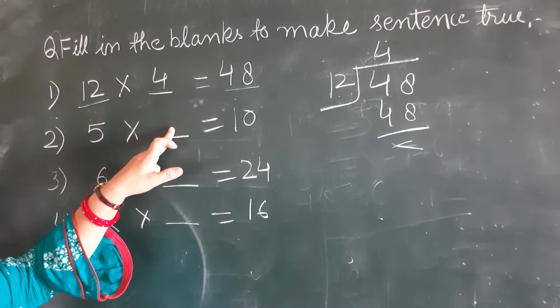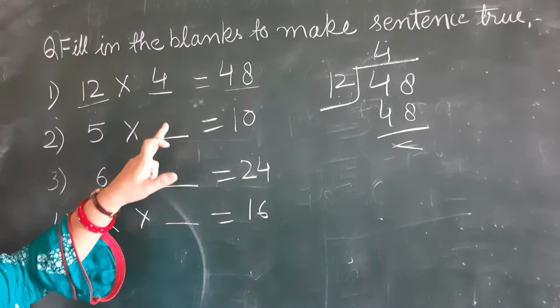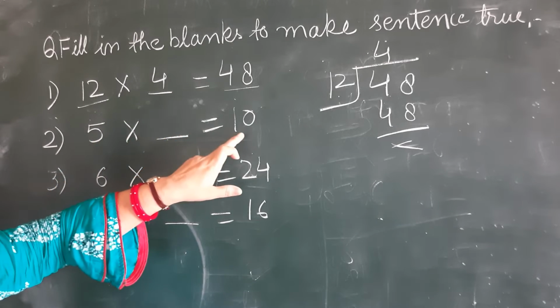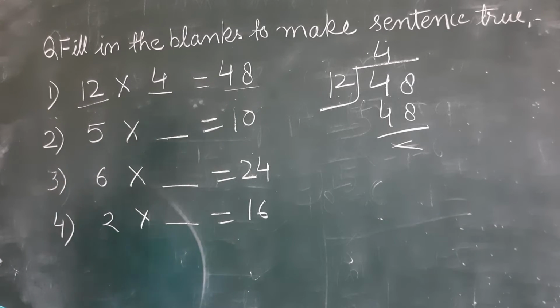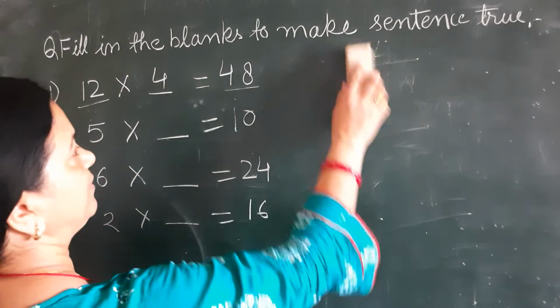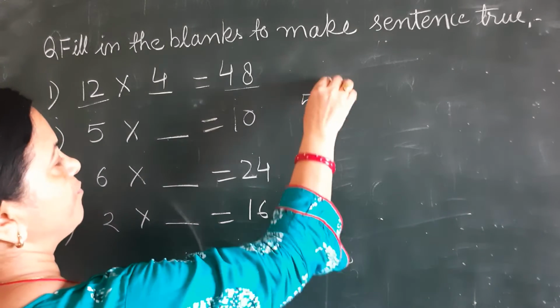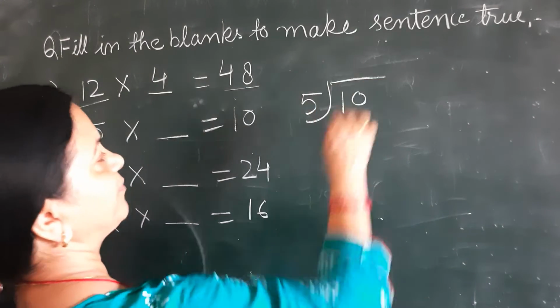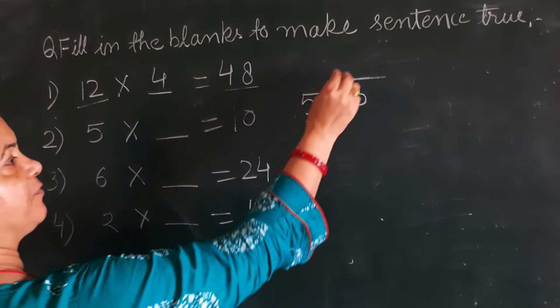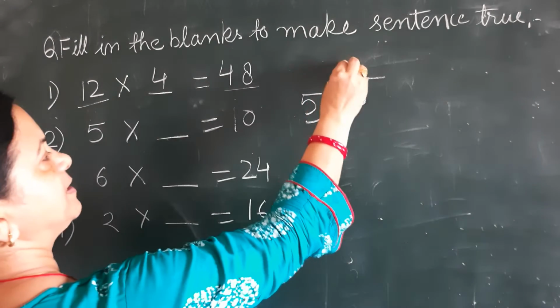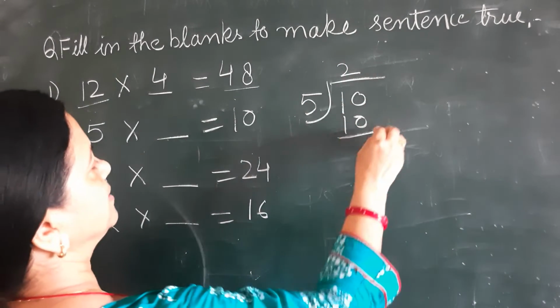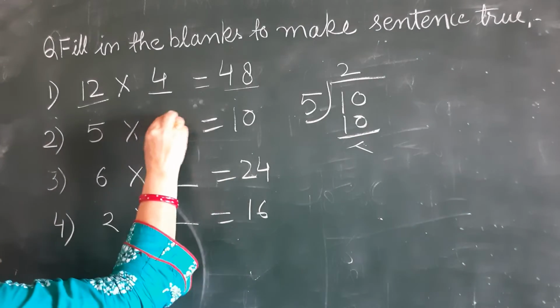Here we don't know what the number will come here. So what we will do? We will divide this 10 by 5. Okay, student. When we divide this 10 by 5, 5 1 ja 5, 5 2 ja 10. Okay. So our answer will be 2.